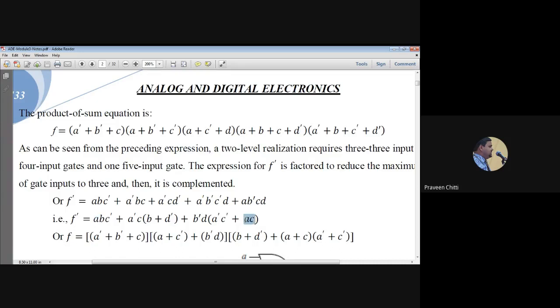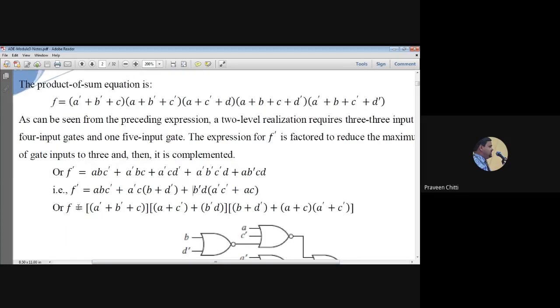Here 2 inputs ORed with these 2. You will get finally 1. And this 1 is ANDed with this and this. That means maximum 3 inputs only we need. You need not further simplify this or further factorize this. So directly you can take again the complement of this.